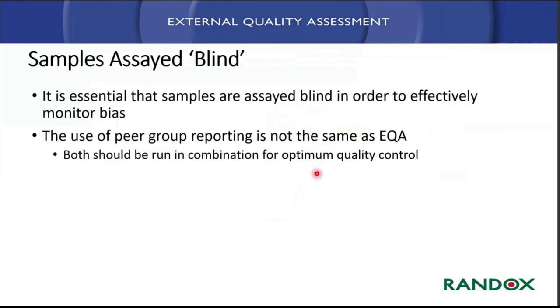So, samples being assayed blind. Once again, this is the use of peer group reporting. It's not the same. It provides useful information, and it is useful to have that for providing an optimum quality control system, but it's not the same as your EQA because it's not being measured blind.